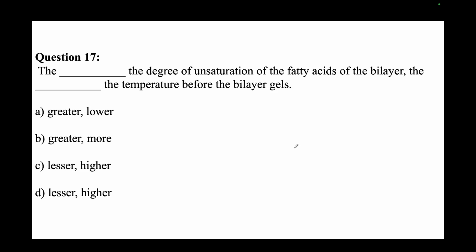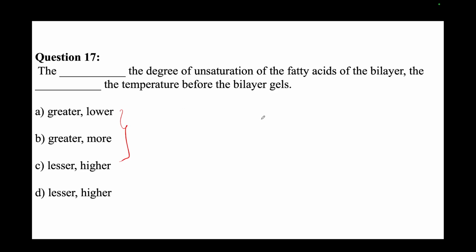Option B is greater the degree of unsaturation, more the temperature before the bilayer gels. Option C is lesser the degree of unsaturation, higher will be the temperature, and then option D is less. Okay, this is wrong. So, let us say from option A to C what would be the correct answer.